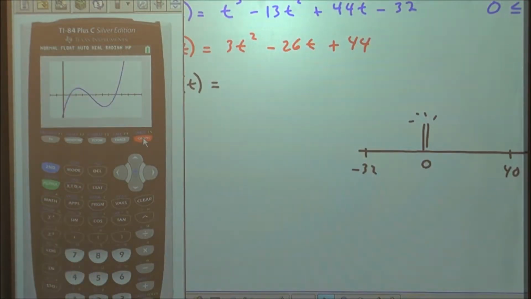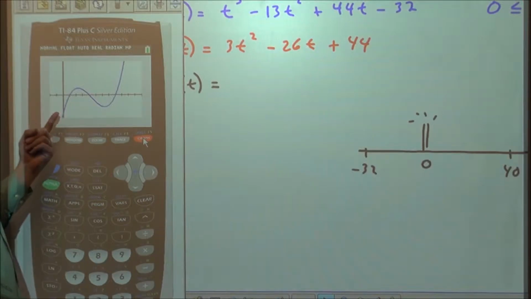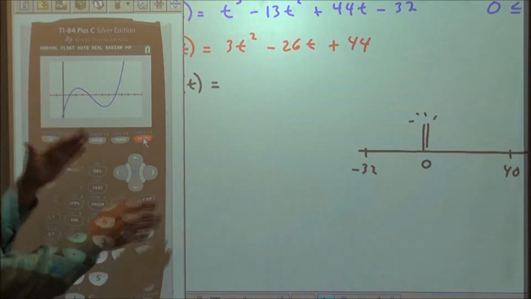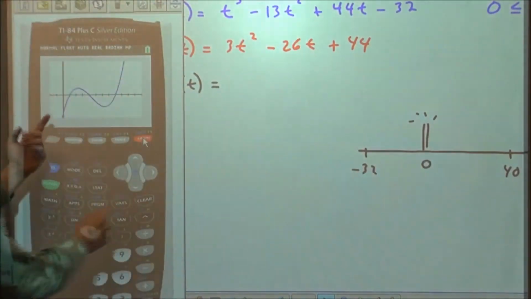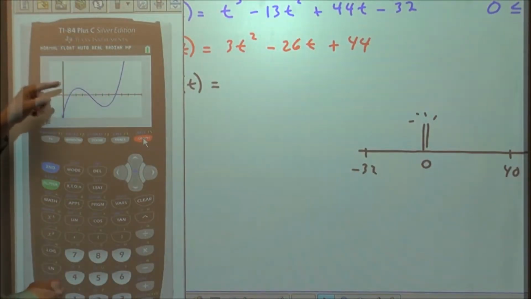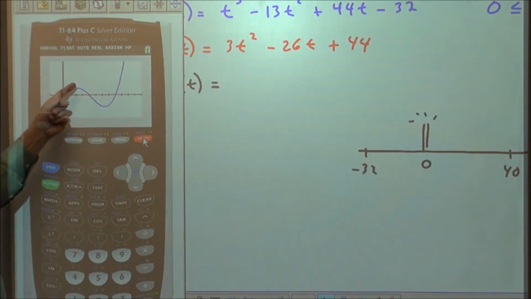Now let's look at a couple other things. Do we agree that its velocity is speeding up? Velocity is positive when we're heading to the right. So the slopes of our tangent lines are positive in here, so it's heading to the right.